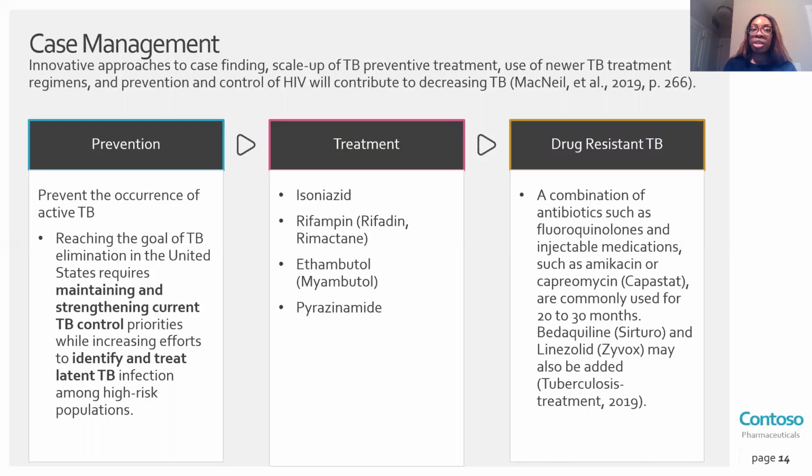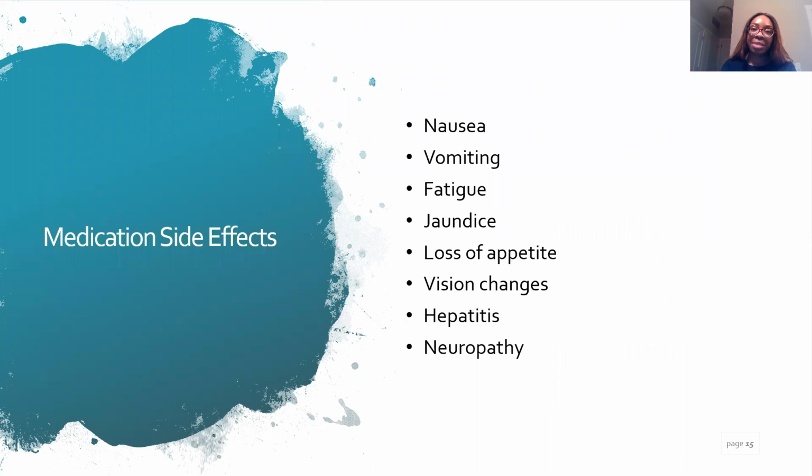We can also maintain and strengthen the current TB control so that we don't have people getting the disease. Then for those who do have the disease, we do the quadruple therapy, which is isoniazid, rifampin, ethambutol, and pyrazinamide. And for those with drug-resistant TB, they usually have to take those medications for a prolonged period of time, and then other medications are added for that. So we should be able to identify those with drug-resistant TB and treat that as well. Some of these medication side effects are nausea, vomiting, fatigue, jaundice, loss of appetite, vision changes, hepatitis, and neuropathy.